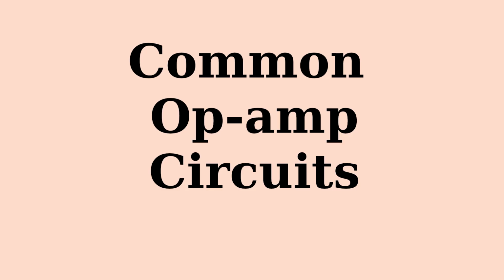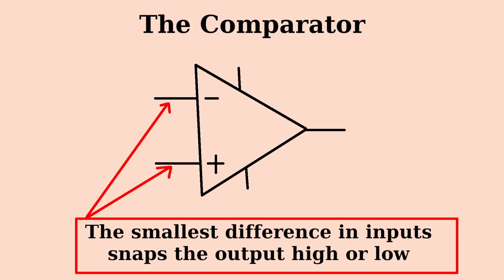Here are some common op-amp circuits. The comparator. The op-amp can compare 2 voltages, snapping full up or full down when the voltages at the inputs differ by the tiniest amount.